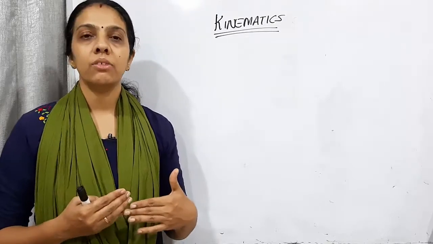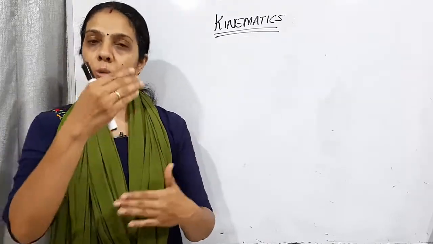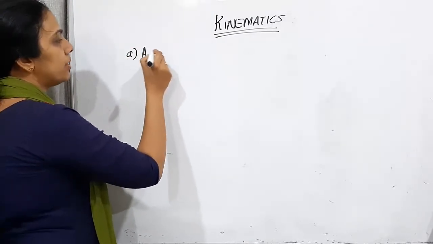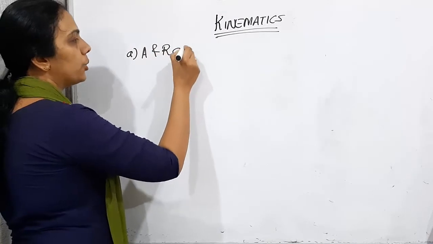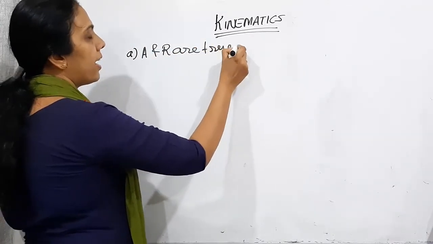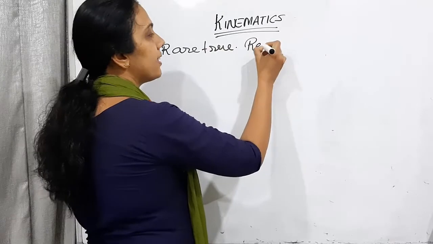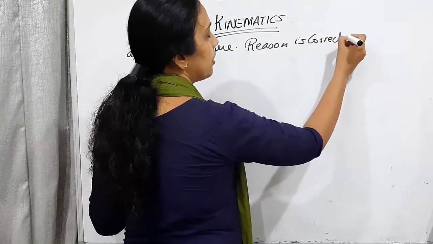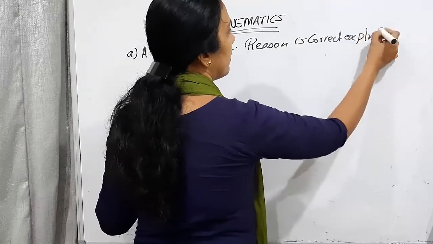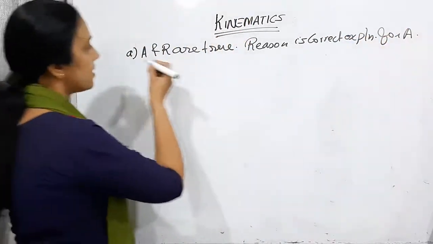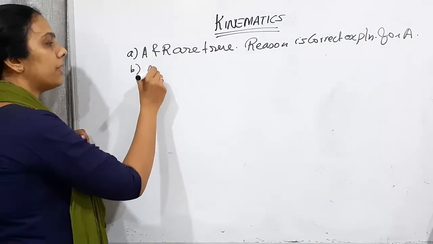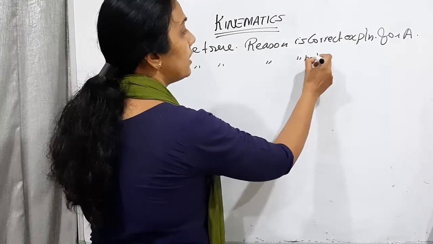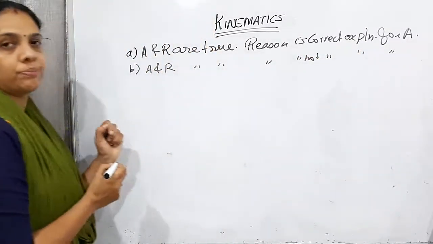You should find out and some options will be given. See here, the first one: assertion and reason are true and reason is the correct explanation for assertion. This is the first statement. Second one will be: assertion and reason are true, reason is not the correct explanation for assertion.